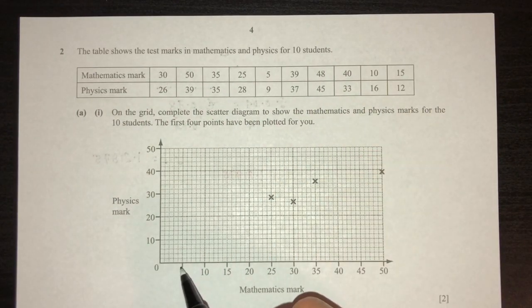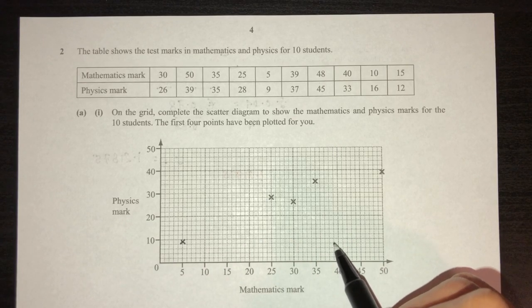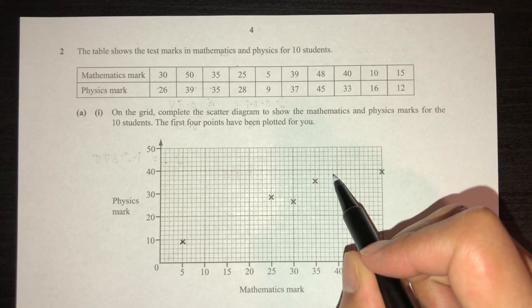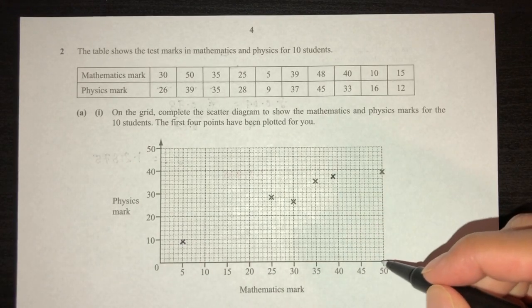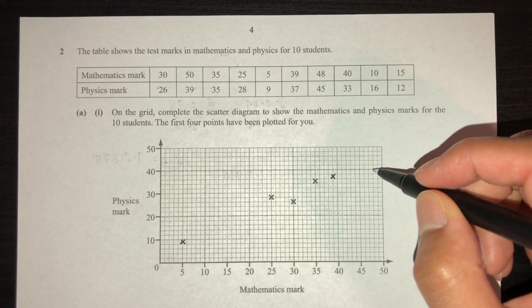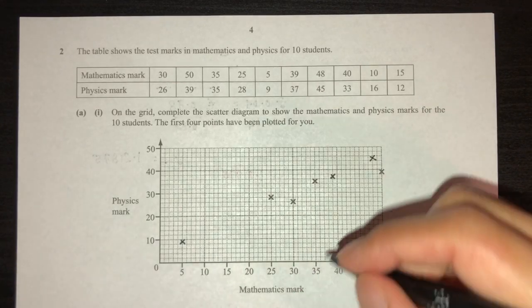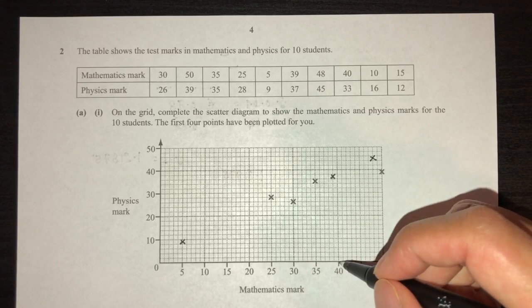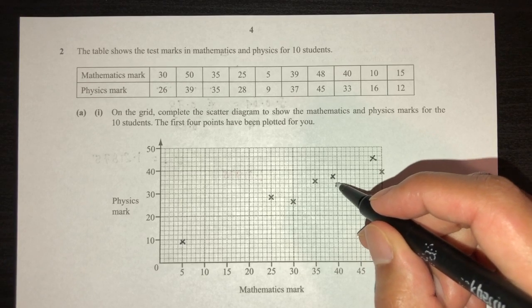Now 5, 9. So 5 is here. 9 will be right here. Then we have 39, 37. 39 will be here. And 37 will be, this is 30, 36, 38, 37 will be between. And we have 48, 45. 48 is this one. And 45 will be this one. Then we have 40, 33. 40 is here. 33 will be 32, so 32, 33 is right here.